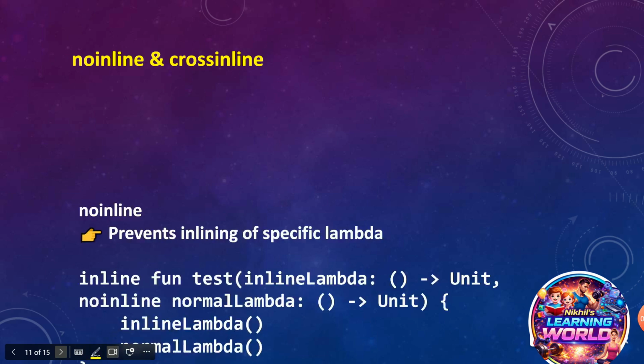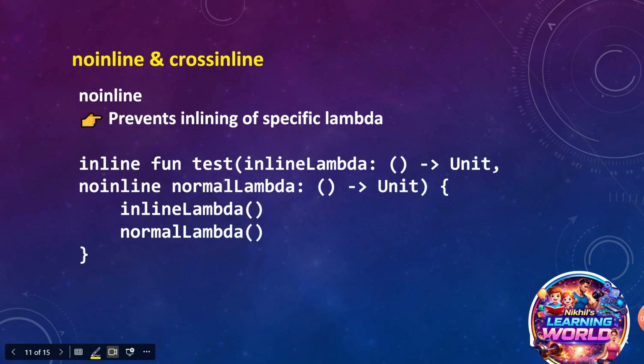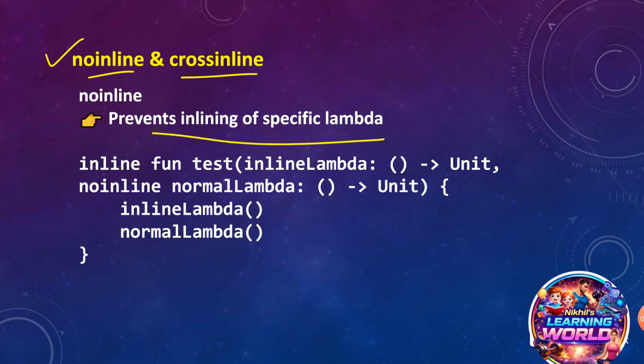So noinline and crossinline, these are two very important concepts. Noinline prevents inlining of a specific lambda. In the inline function test, you can see an example: the inline lambda is written with return type Unit. When it's not defined with a data type, we can define it with Unit. So noinline is a normal lambda. Inline lambda and normal lambda, these are the two we are calling here.